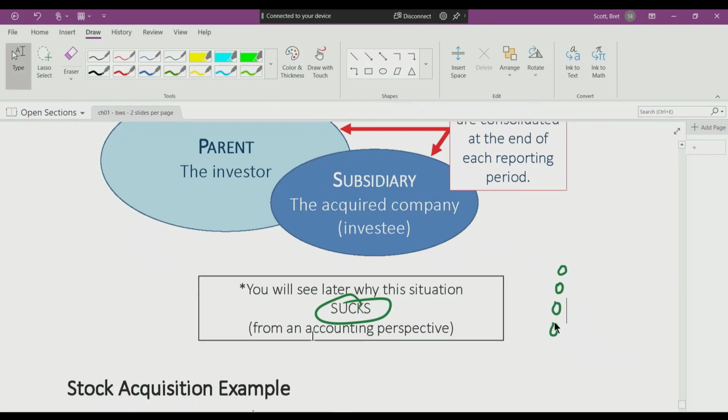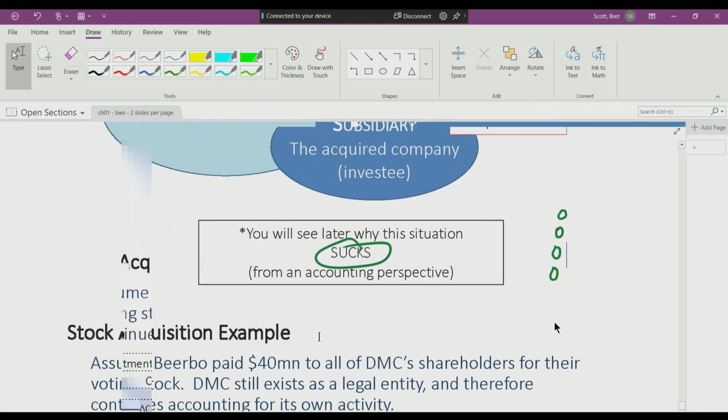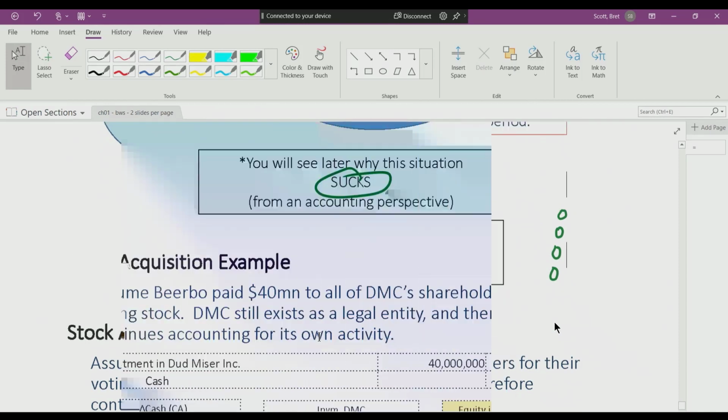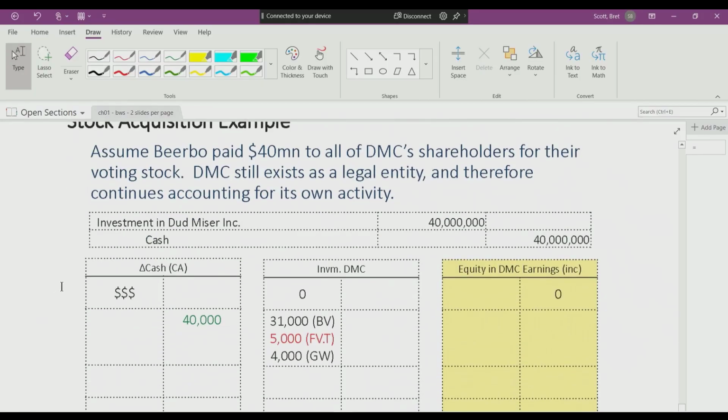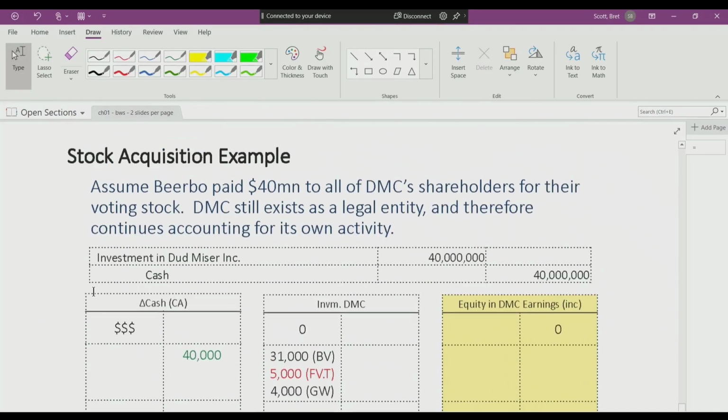So let me sort of show you what happens here from a day one perspective. Stock acquisition. Now, we pay $40 million for all of DMC stock. The company still exists. It doesn't die. It's still going on. So they're sitting there like, hey, we're still here. And we're like, good for you. What's the journal entry we do?